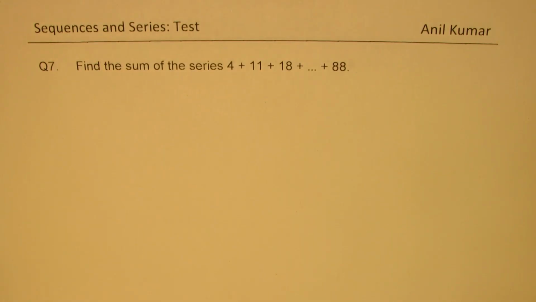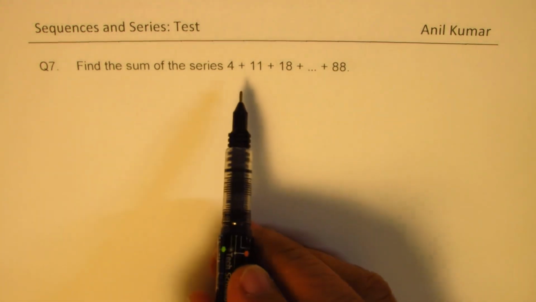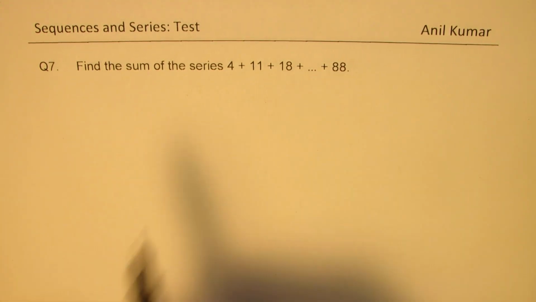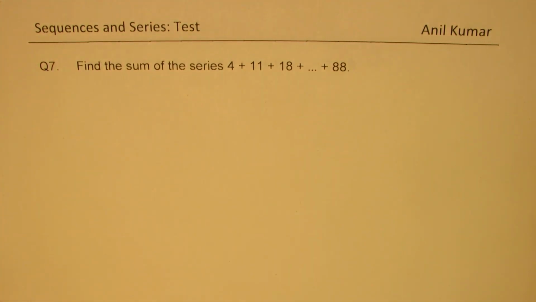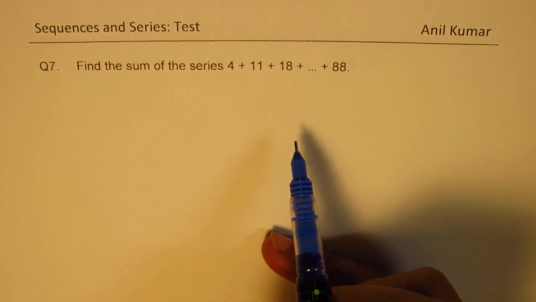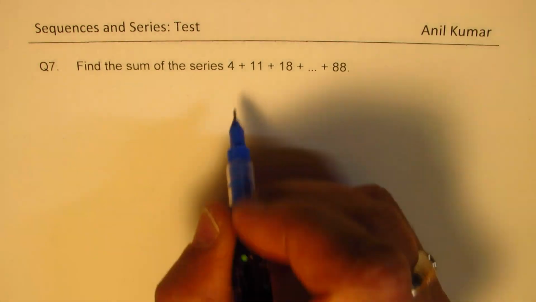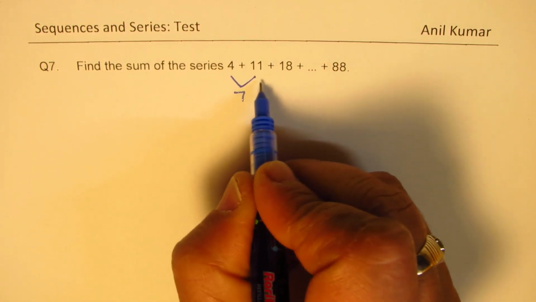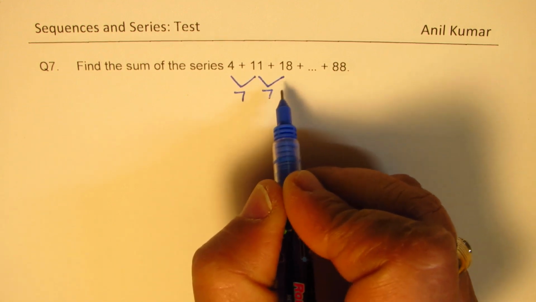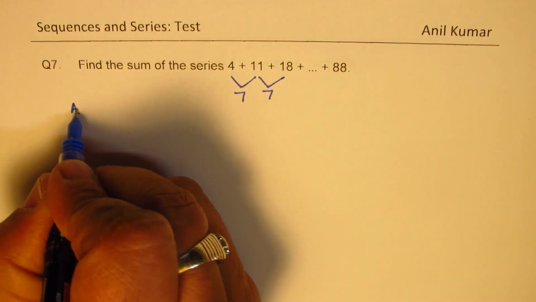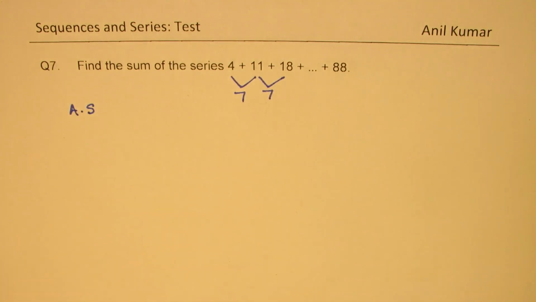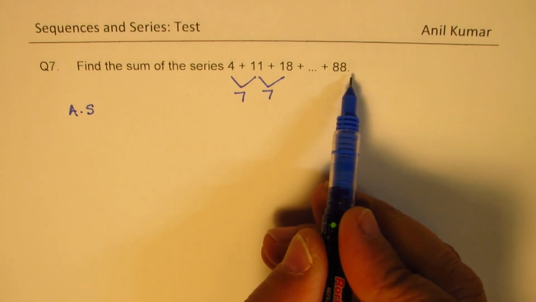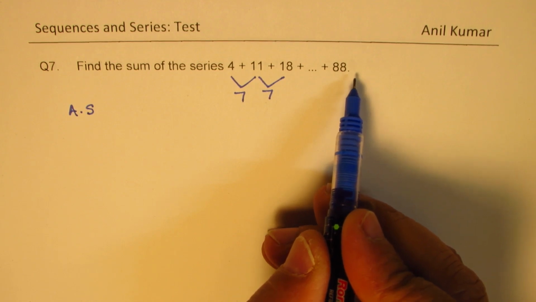Question number 7. Find the sum of the series 4 plus 11 plus 18 plus so on till 88. Now here we have to do two things. First, figure out what type of series this is, and second, the number of terms. So if you see this difference, 11 minus 4 is 7, and this is also 7. So this is an arithmetic series. Okay, and the nth term is 88, so we can find n from here, correct?